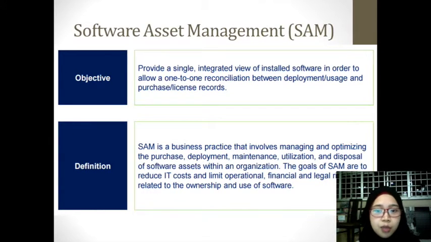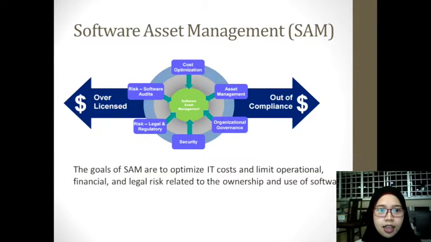It's a business practice that involves managing and optimizing the purchase, deployment, maintenance, utilization, and disposal of software assets within an organization. The goals of SAM, or software asset management, are to optimize IT costs and limit operational, financial, and legal risks related to the ownership and use of software.